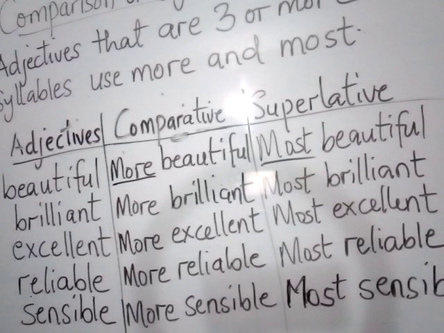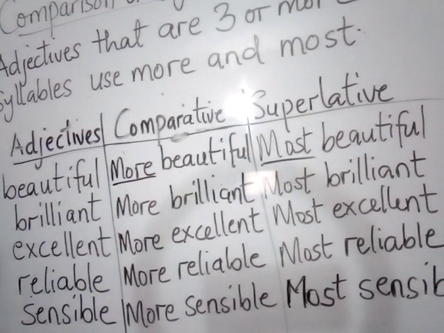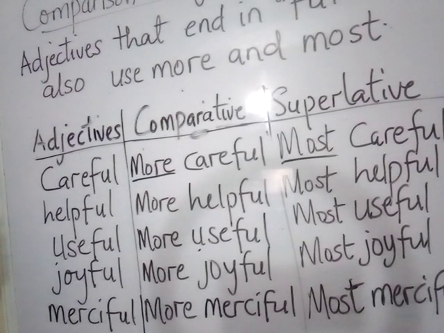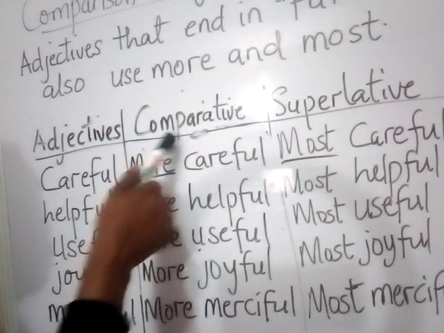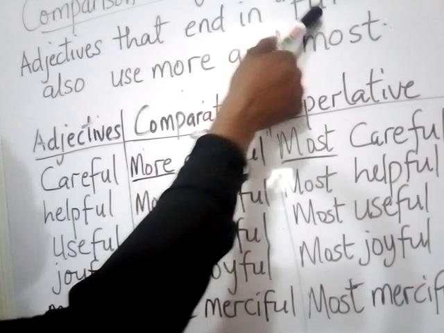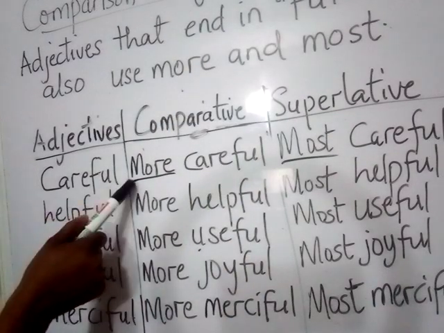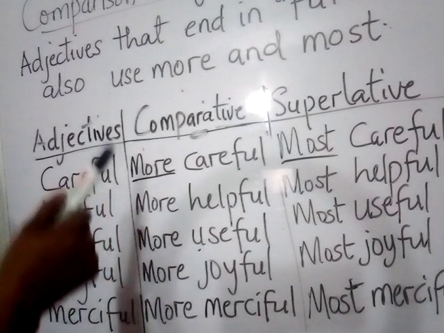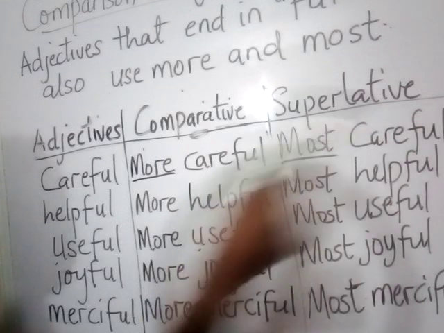Now there is another category of adjectives that use more and most again. We are going to look at that briefly before we look at the irregular ones. The other category of adjectives that also use more and most to form their comparative and superlative forms are those adjectives that end in FUL. Adjectives that end in FUL. For example, careful. The comparative form is more careful and the superlative is most careful.